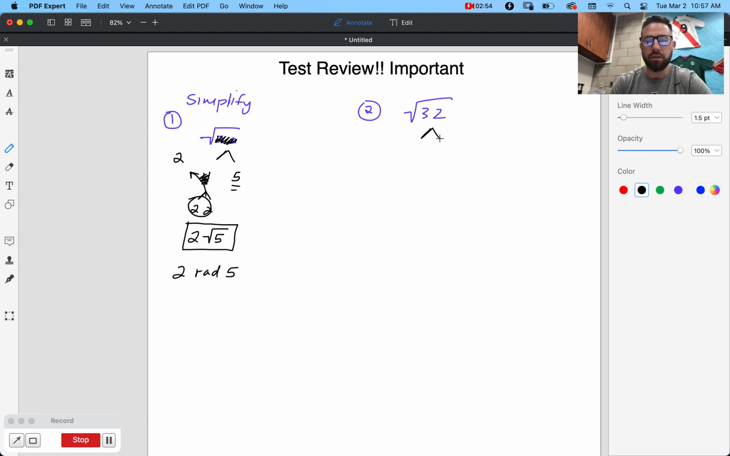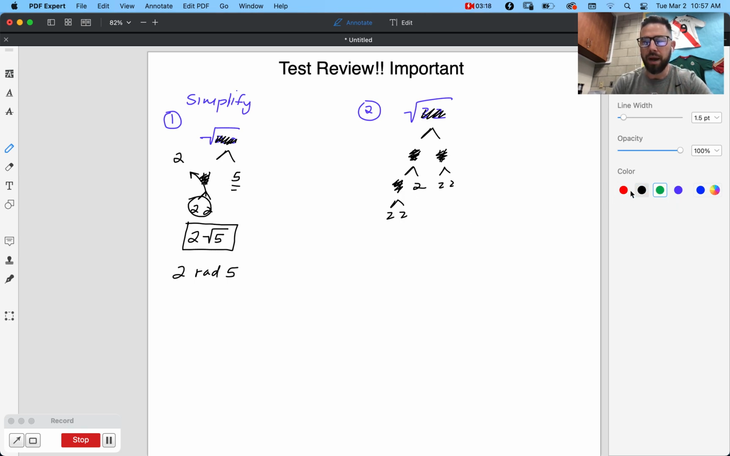Now over here, it gets a little trickier because we have more numbers to break down and we have more pairs. Okay, so 32, I'm going to say 8 times 4 is 32. Cross it out. This guy's 4 times 2. Cross it out. Let's break down the 4, 2 and 2. Cross it out. Let's break this guy down. 2 and 2. Cross it out.